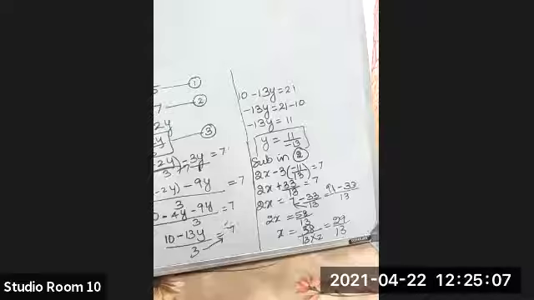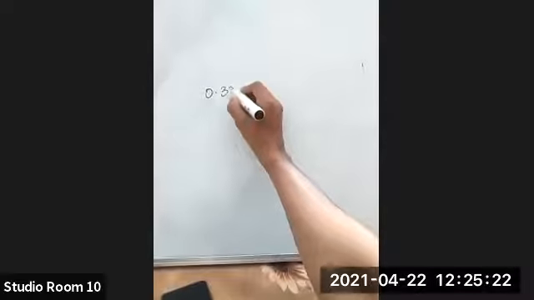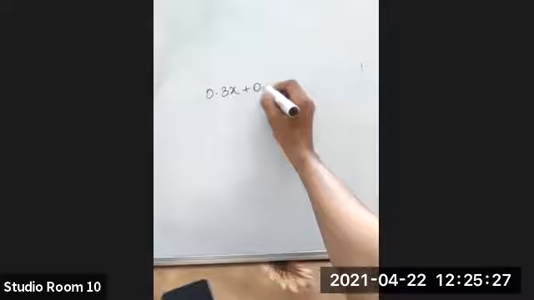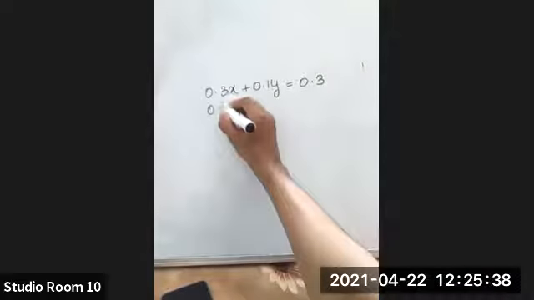Write the next one. Solve: 0.3x plus 0.1y is equal to 0.3, and 0.3x plus 0.3y is equal to 0.3.